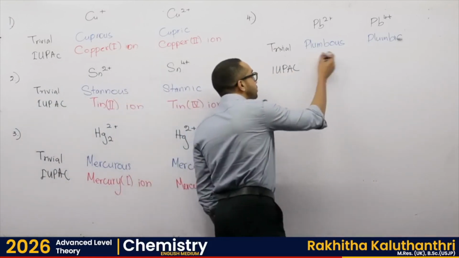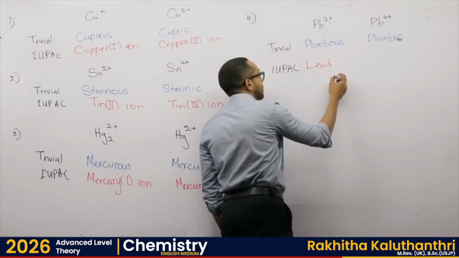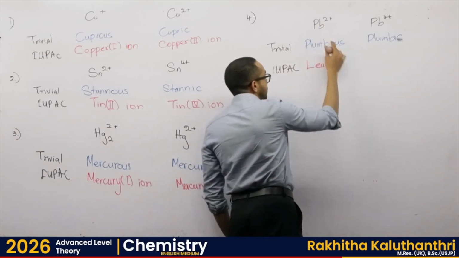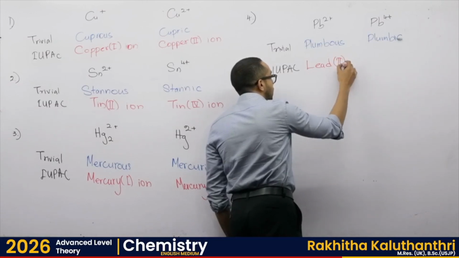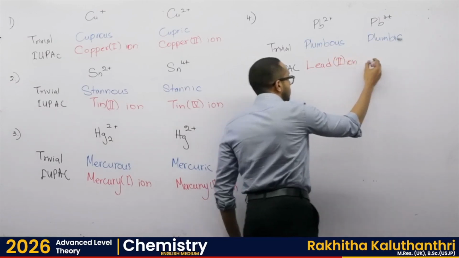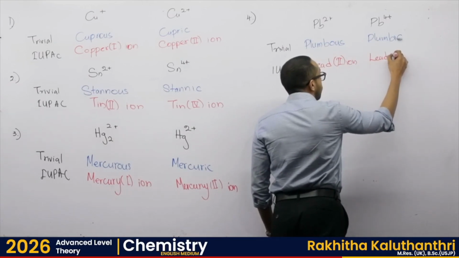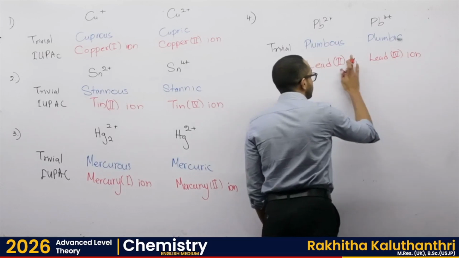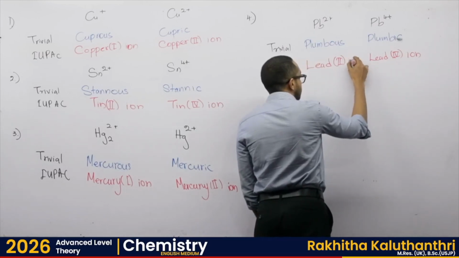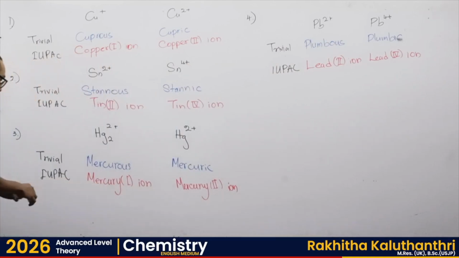Lastly we have plumbous and plumbic. Plumb means lead. Lead is the name of the metal that we usually use in the IUPAC naming system. So lead(II) ion, and this is lead(IV) ion. Lead(II) ion and lead(IV) ion.